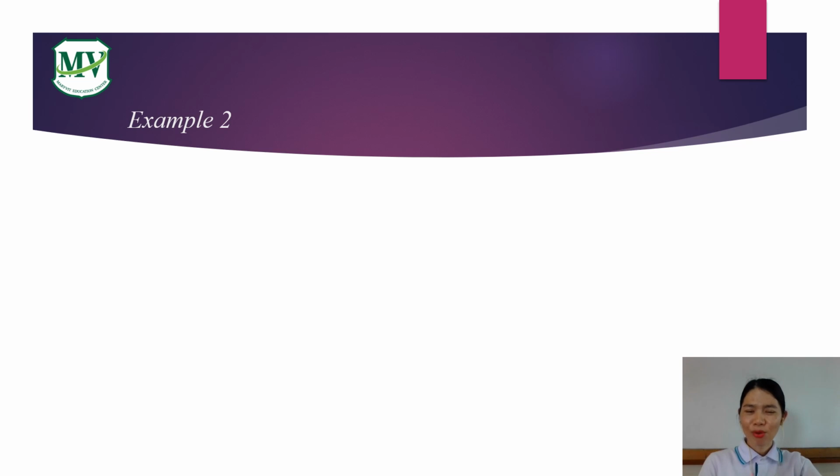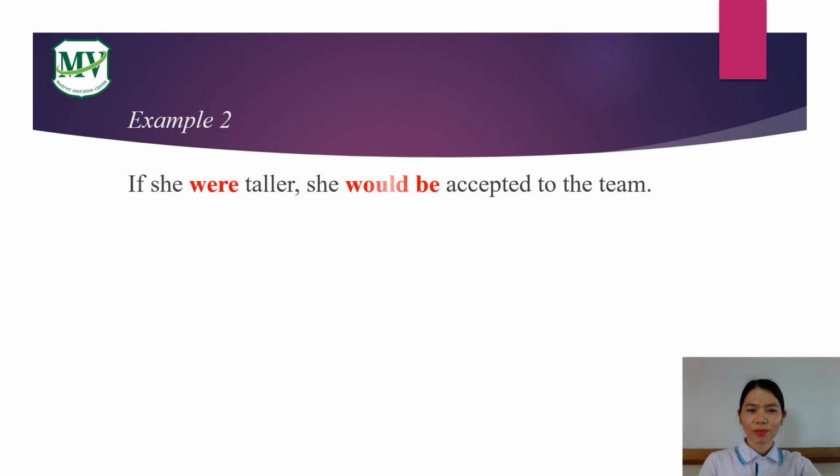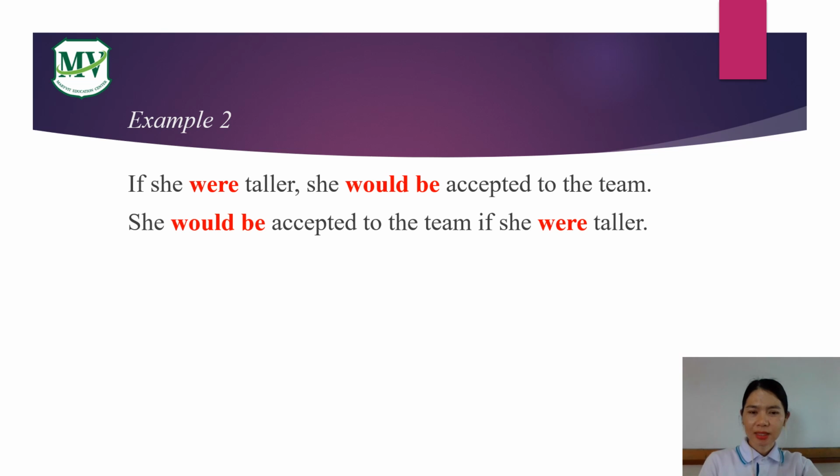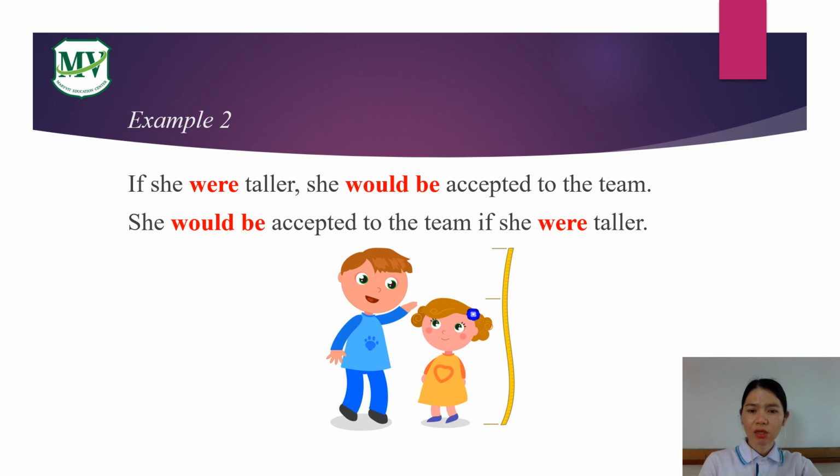Next, example number 2. If she were taller, she would be accepted to the team. Or you can say, she would be accepted to the team if she were taller. Actually, she is very short, that's why she cannot join the team.